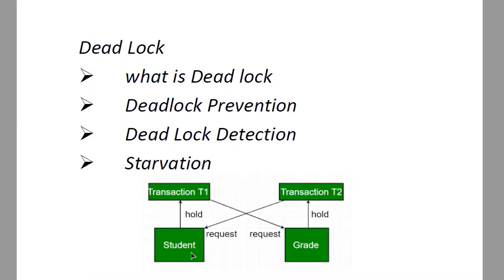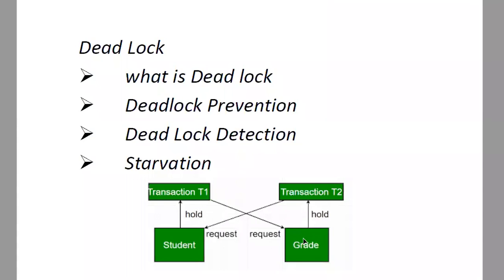When transaction T1 is using the student data, before accessing it, it provided a lock, so that the student data cannot be accessed by transaction T2 until T1 releases it. Similarly, before transaction T2 uses the grade data, it made a lock and then started using it and holding it, so T1 cannot access it until T2 releases the grade data.